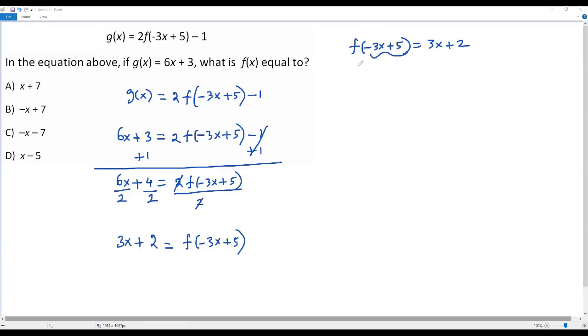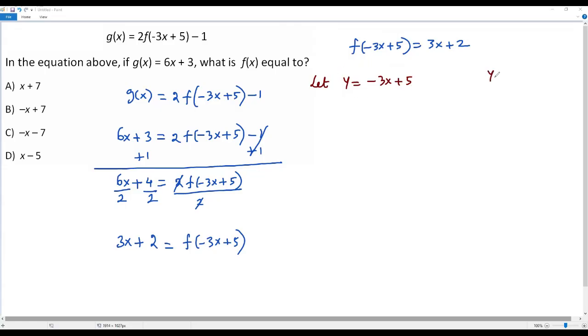Now we have to get this function in regular format. That is, we must get a single variable in place of negative 3x plus 5. For that, I am going to assign a new variable y for negative 3x plus 5. So I have to get this complete function in terms of the new variable y. When I do, I must have the right side in terms of y, not in terms of x. For that, I have to solve for x in terms of y in this equation.